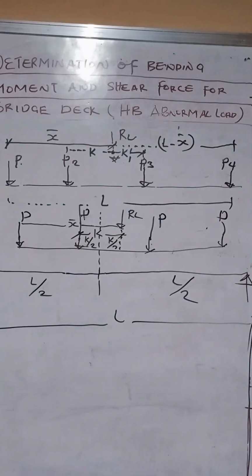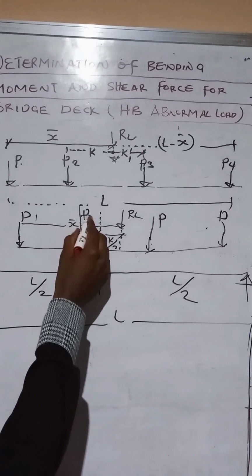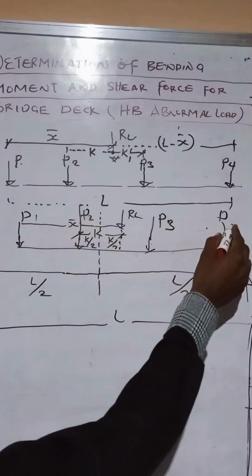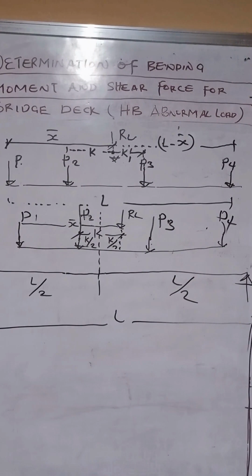So what we are saying is, when the load is placed in this way, you can determine the maximum moment of this moving load. And that maximum moment is likely to be either under the load P, or under the load P2, or under the load P3. So this P2, this P3, and this P4. That is the first case.